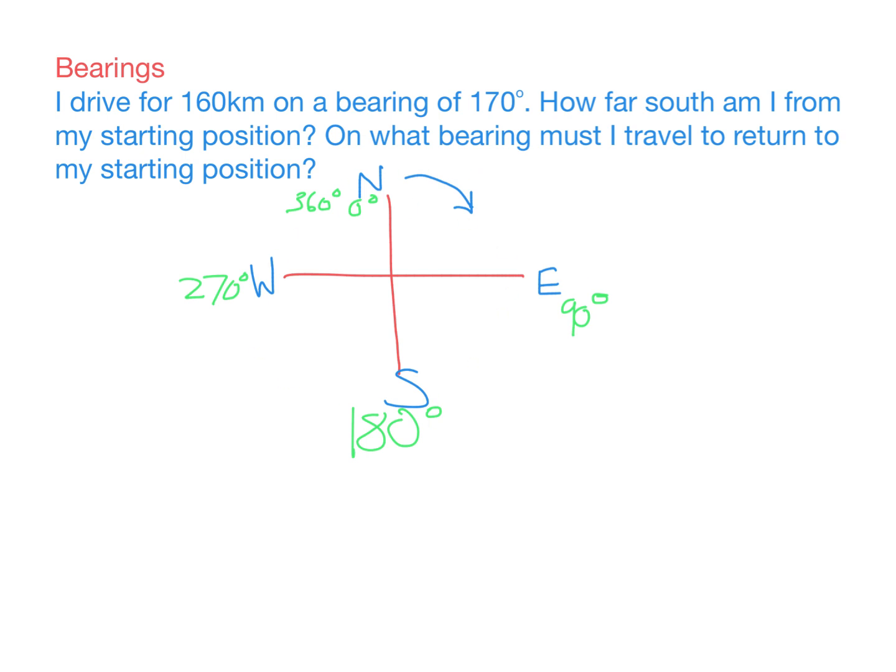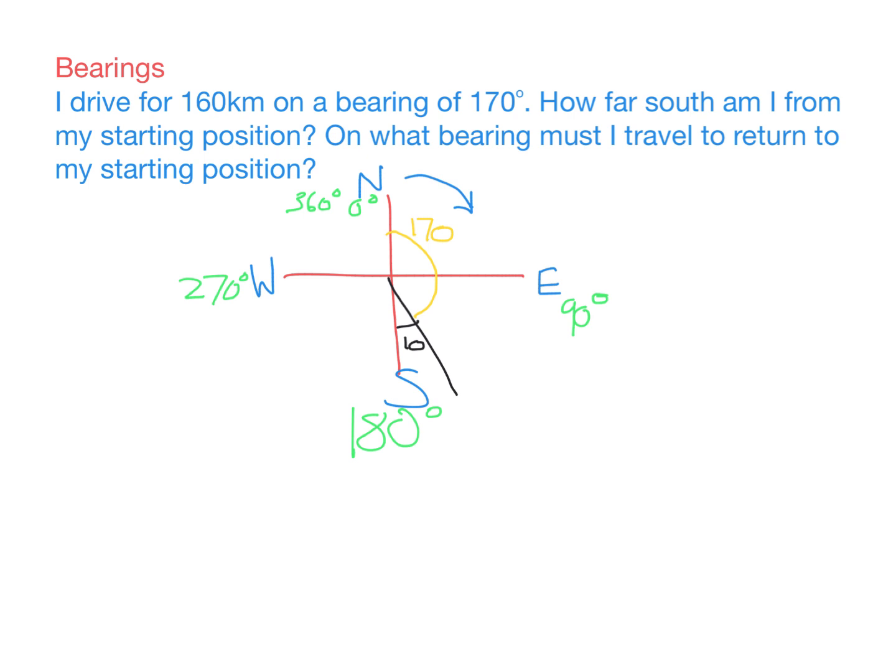The way that we label these angles is sort of in the opposite direction than we label the angles in the unit circle. So if we drive for 160 kilometers on a bearing of 170, 170 is between 90 and 180. So we've gone in this southeast direction. So let's draw down here. So this angle here would be 10, because 170 degrees means the angle made with the north axis going in a clockwise direction is 170. So this angle in black is simply 180, which is due south, minus 10 gives you 170.